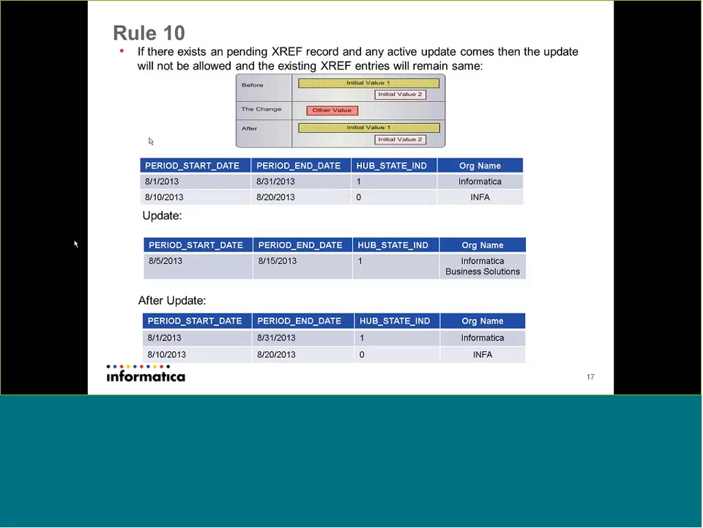Consider one other scenario where you have an active record and you have sent a pending update to that record, and after that you are trying to send one more active update to the same record. At that point of time it will reject that record, saying that there is already a pending record available and you cannot do further active updates to this. When you finish that load or update, the record will retain the same position as earlier. So the update will not be taken into account. The records will be the same before and after this update when you have a pending and an active record available.